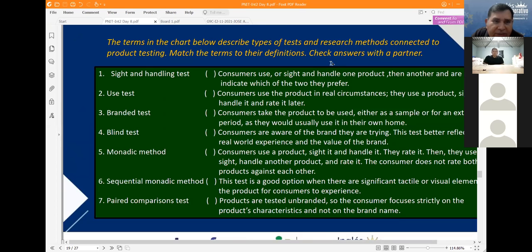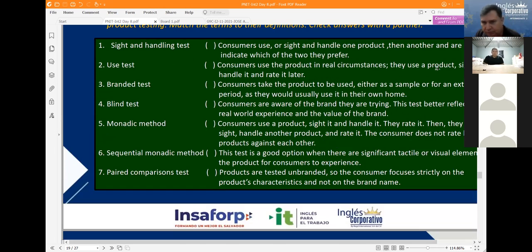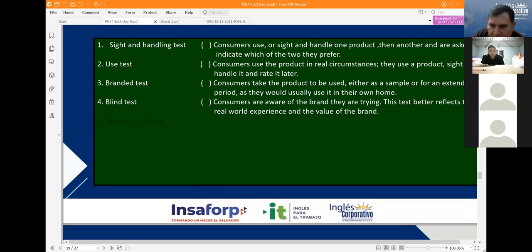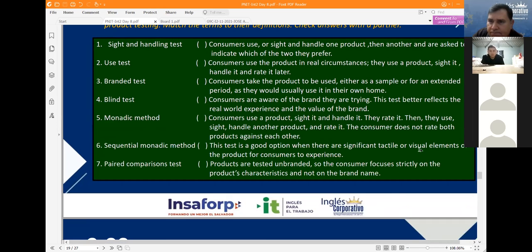It says, the terms in the chart below describe types of tests and research methods connected to product testing. Match the terms to their definitions. Check answers with a partner. Okay. We're going to do it together because, like I said, we don't have much time. Okay, so let me see if I can make it smaller. Okay, yeah. Now, my friends, sight and handling test. So now I'm going to read this one, and you tell me what number you think it is, okay?